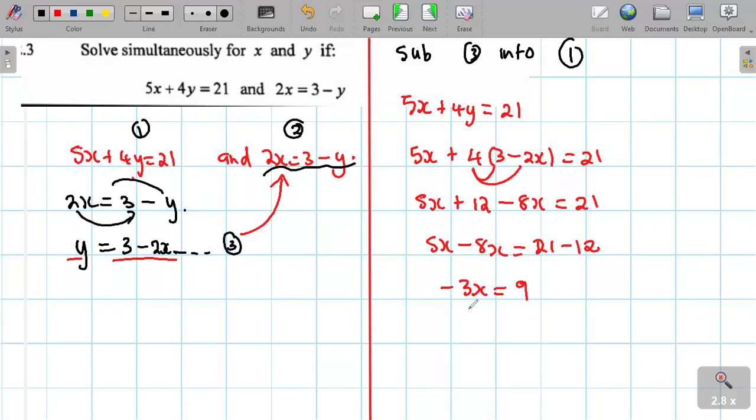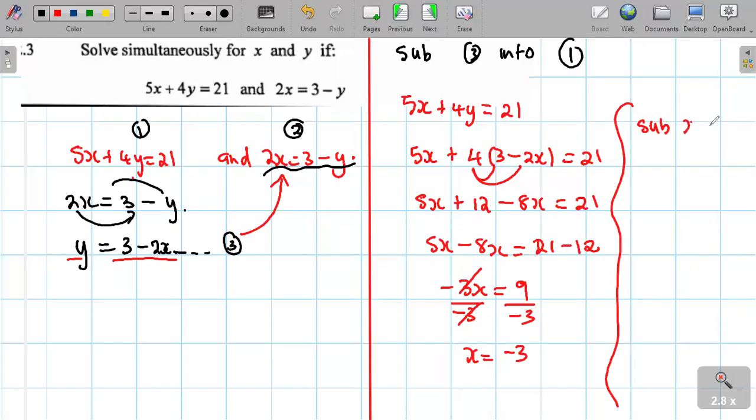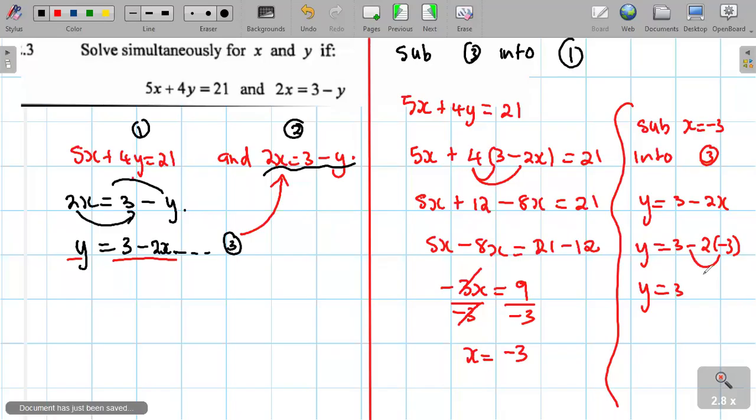I'm going to divide through by negative 3. x equals, that will give us negative 3. Okay, we have x. How do we get y? I'm going to substitute x equals negative 3 into equation 3: y equals 3 minus 2x. Y equals 3 minus 2 into negative 3. Aha, that will be 3 minus and minus. Please take note: minus and minus will give us positive. That will be plus 6. y equals 9. Lovely question.